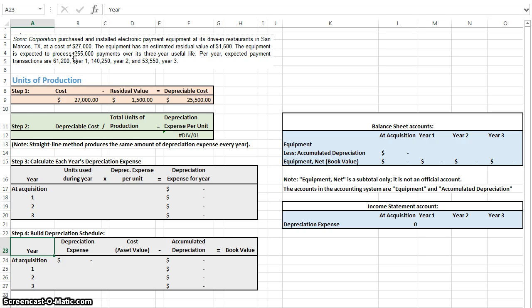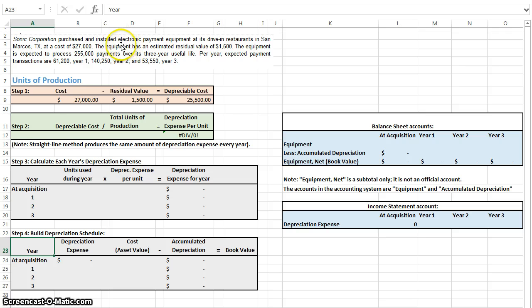So what units of production is asking us then is, as we use the machine, this is a payment machine, one of those credit card machines, it's going to do 255,000 payments over its life, so it's going to take 255,000 swipes. And I'm going to depreciate based on the number of swipes I use in an individual year. It's saying in the first year we're going to use 61,200 swipes, the second year 140,250 swipes, and then the third year 53,550. So it makes sense in units of production that we're going to take more depreciation during the year when we take more swipes, since I'm going to do depreciation per swipe.